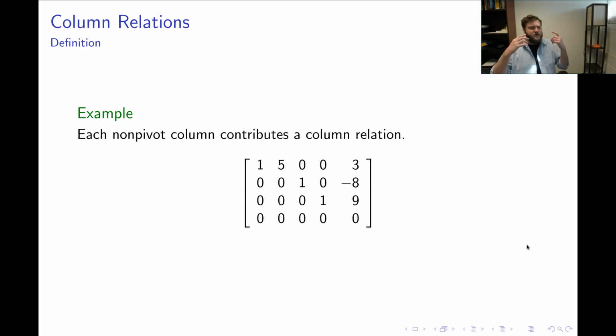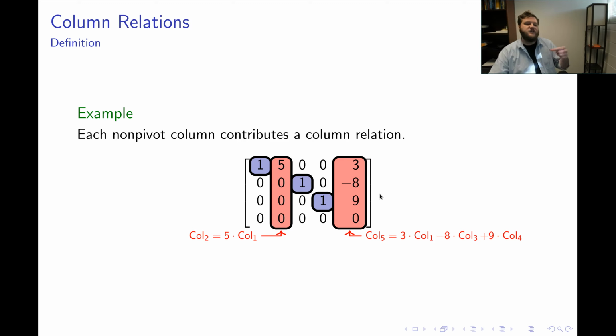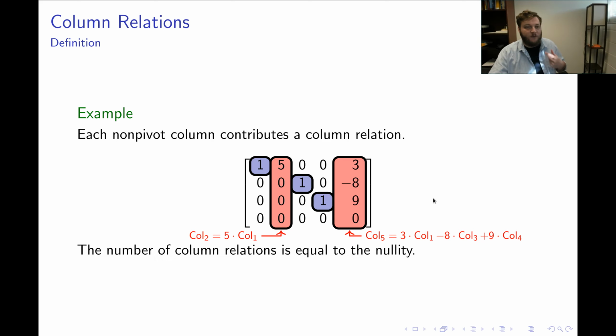The thing to pay attention to here is that each non-pivot column contributes a column relation. For this example, the first non-pivot column is the second column, and the second column is simply 5 times the first. The second non-pivot column is column 5. The column relation we get here is column 5 is 3 times column 1 minus 8 times column 3 plus 9 times column 4. So every non-pivot column is contributing a column relation, and remember, the number of non-pivot columns is the nullity of our matrix. So the number of column relations is the same thing as the nullity of our matrix.